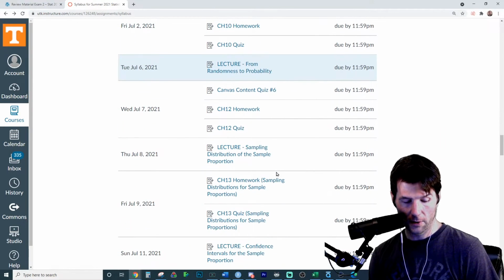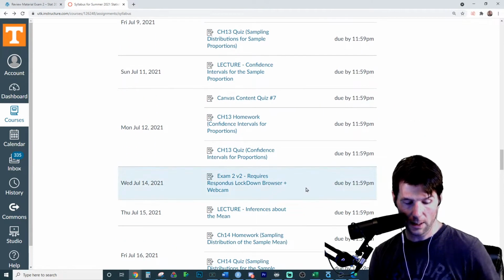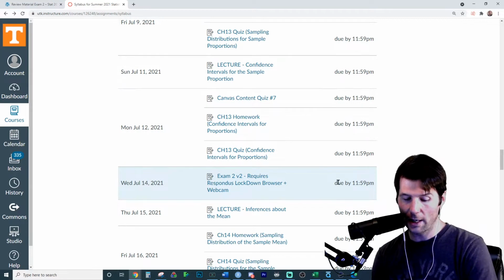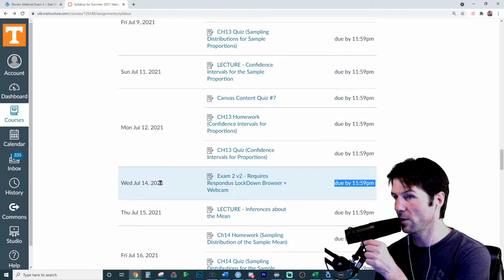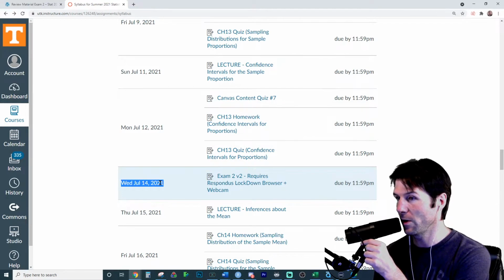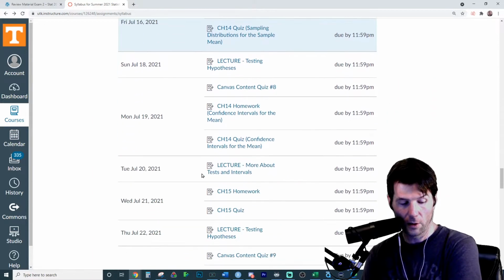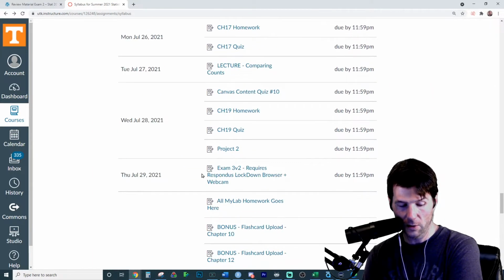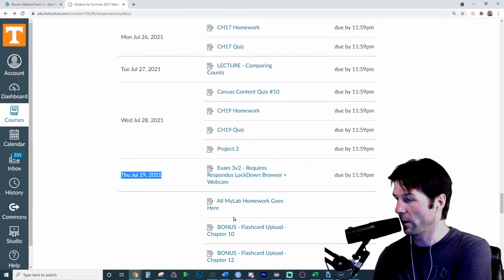And then we're looking down here, exam number 2. Where's exam 2? Should be getting near it. Exam 2 requires lockdown browser. Wednesday, July 14th is exam 2 right here. You can see the material we've gone through at this point. And then we go all the way down to the very bottom, and you see right here, exam 3 is going to be on July 29th.